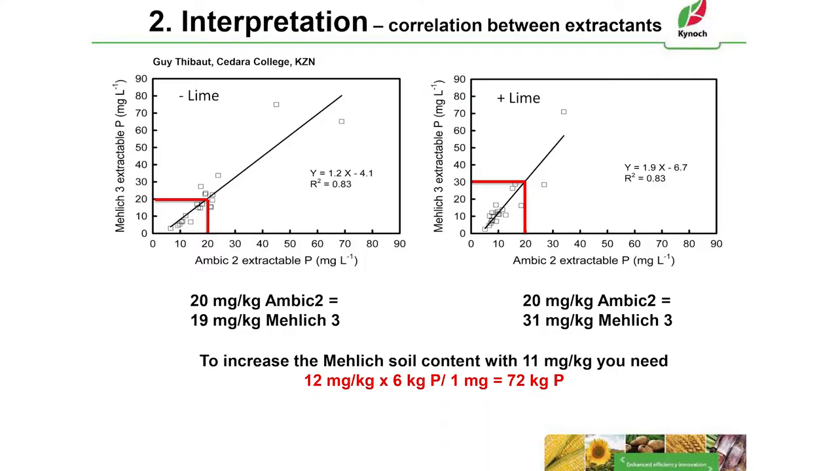As soon as you applied lime, you only change one factor, pH. Now all of a sudden, that 20 Ambic 2 will become 31 Mehlich 3. So where are you now? When did you sample? Before liming or after liming?